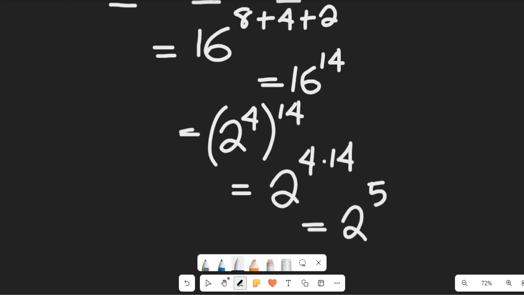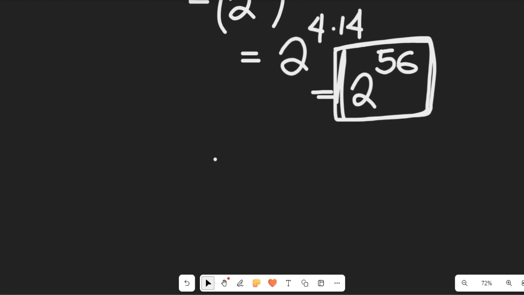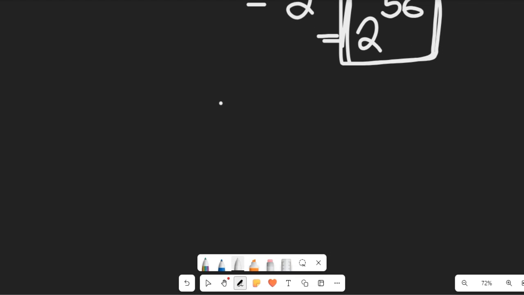That will be equal to 2 to the power of 56. So 2 to the power of 56 is the solution to that expression given to us up there. Now this is the first method. Try this out and let's look at how you can solve it using the second method.